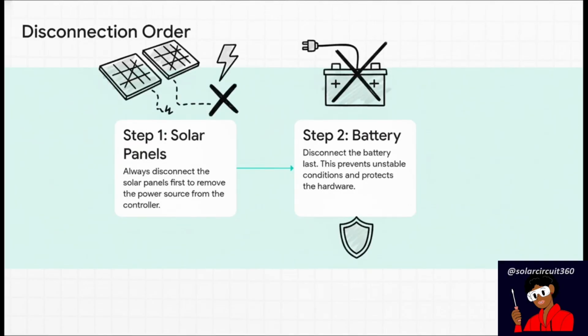And yup, you guessed it. When it's time to take things apart, you just do the exact opposite. Panels get disconnected first, then the battery. It's a simple little dance. Battery on first, battery off last. Following that sequence keeps everything stable and safe.